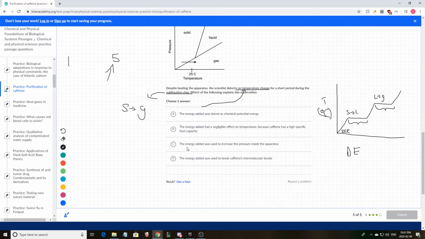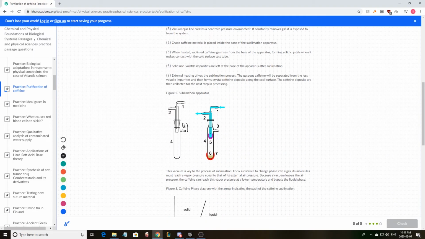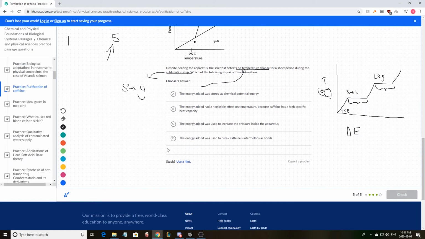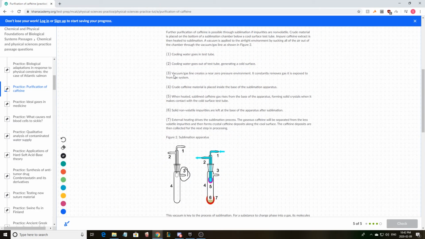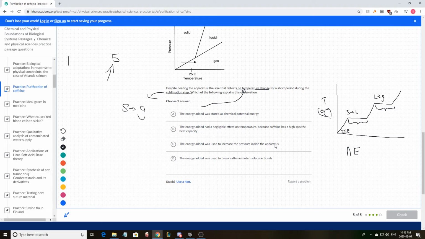So I'm going to keep my eye on option B, but I'm going to see what other options are available. Option C states the energy added was used to increase the pressure inside the apparatus. Well, again, the point of the vacuum chamber here is to decrease the pressure inside the apparatus. So this is not something we want to actively try to do. Remember, it states here that the vacuum/gas lines create a near zero pressure environment. It constantly removes gas that is exposed from the system. So this option would not make sense because it's counterproductive to what we want to have happen.